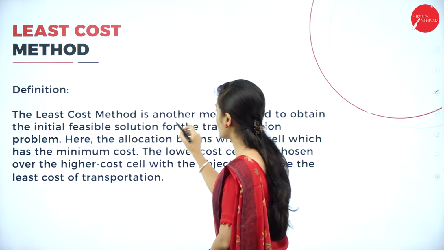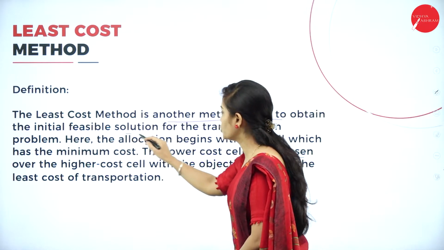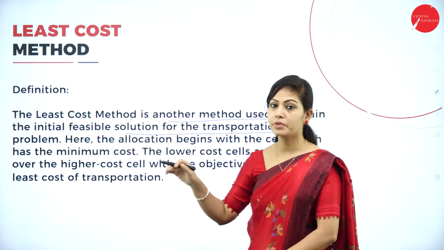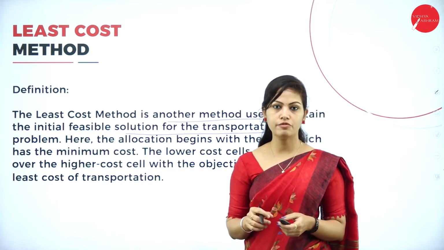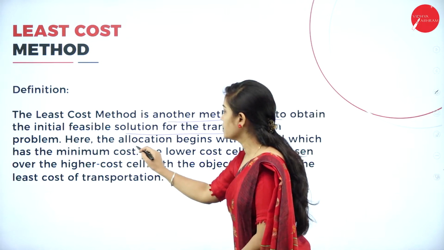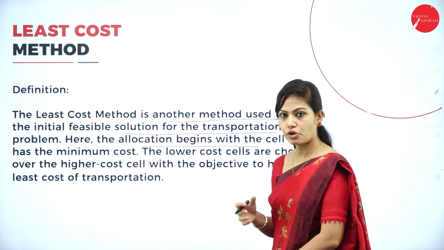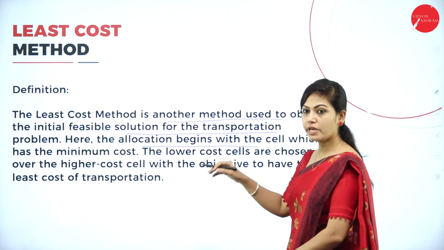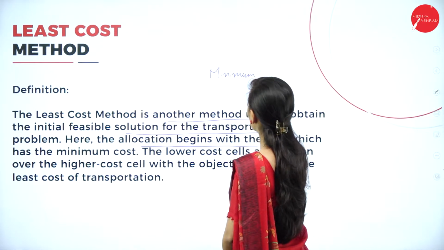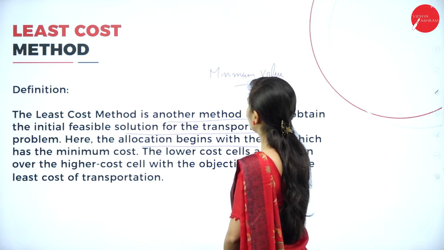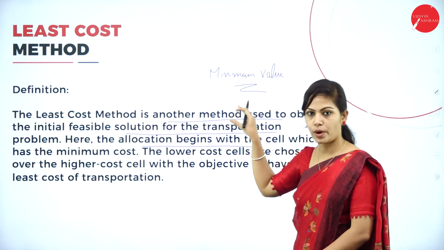Least cost method is another method used to obtain the initial basic feasible solution for the transportation problem. In least cost method also, you have to find the basic initial feasible solution. Here, the allocation begins with the cell which has the minimum cost. You have to select the minimum value. The first allocation should be the minimum value.